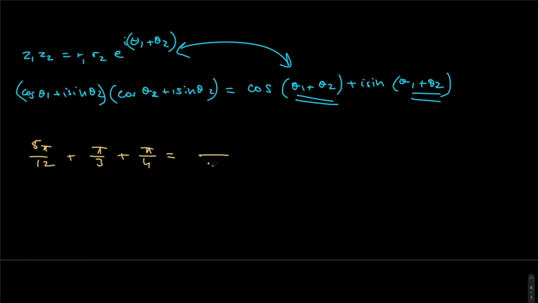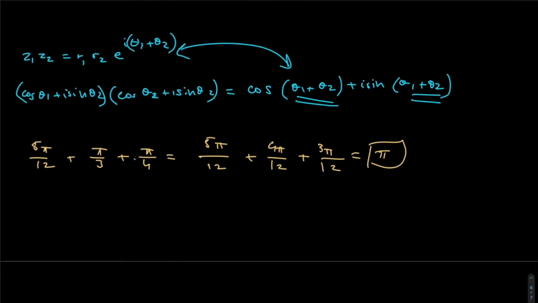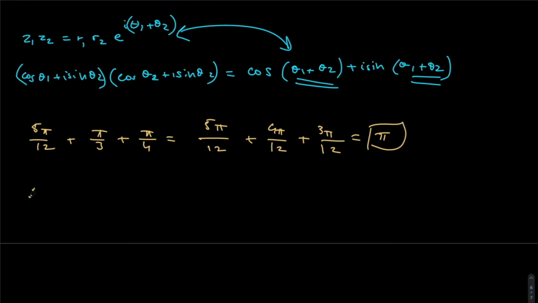So if I do that, I'm going to have 12 as the least common denominator. Obviously, 5 pi will remain as it is. I'll have 4 pi here, 3 pi here. So 5 pi plus 4 pi is 9 pi, 9 pi plus 3 pi is equal to 12 pi over 12, which is equal to just pi, right? So my final argument is actually just pi. So what I'll have is cosine of pi plus i sine pi. Sine pi is 0, cosine of pi is -1. So -1 is my final answer. That is it. That's my answer.